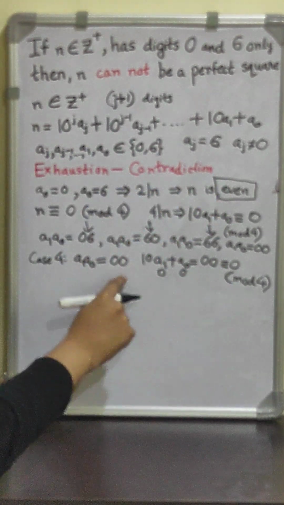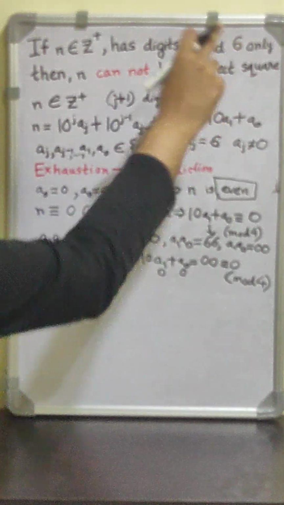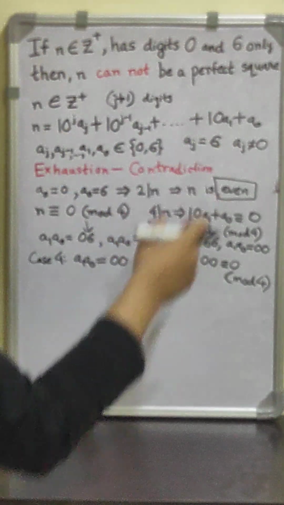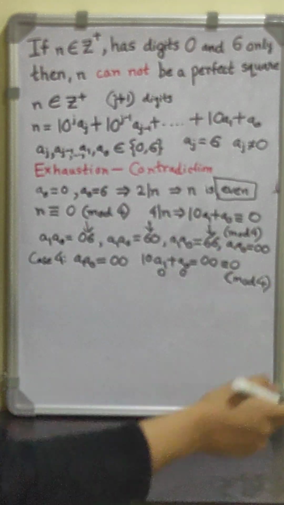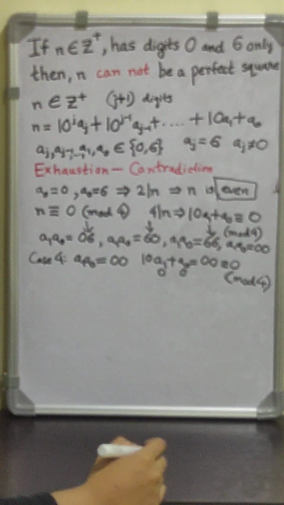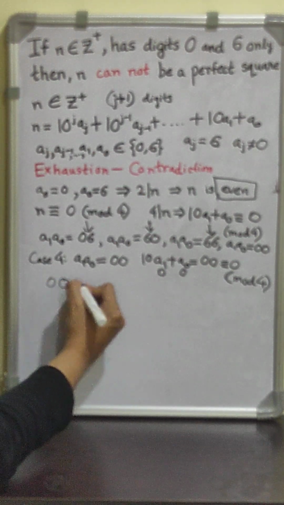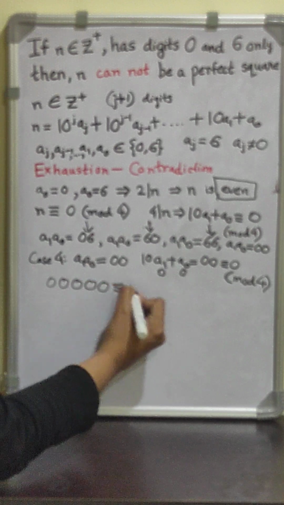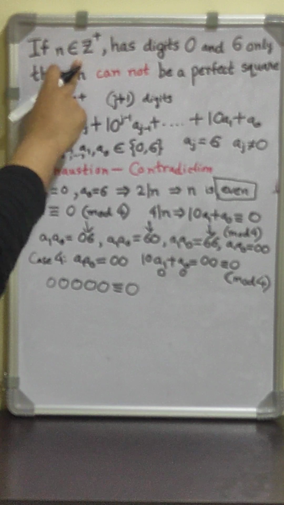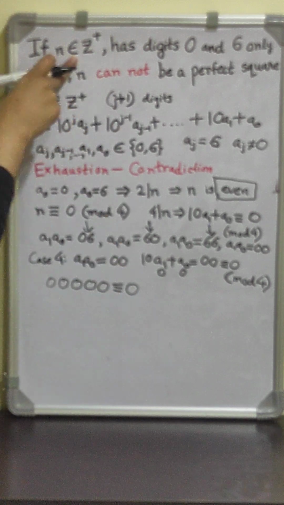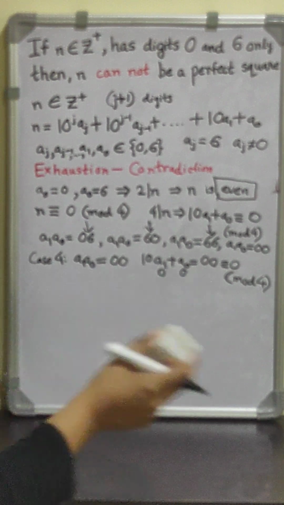There's a spark here. There's no 6 here, but a_j has to be 6. So in this number, there has to be a 6, because all the digits cannot be 0. At least the first one has to be 6. Because if everything becomes 0, if the number looks like this, then the number is identically 0, and 0 is not a positive integer. This is the corner case. Everything cannot be 0, or the number would just vanish.